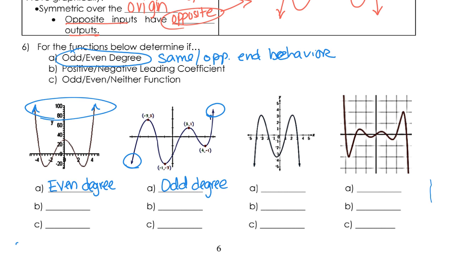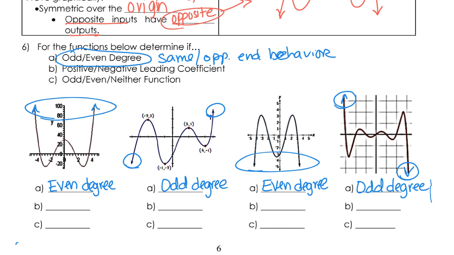Okay. In the third graph, we have our ends both going down, so they have the same end behavior, and same end behavior is an even degree. Okay. And in part A here of the last graph, one end is going up and one end is going down, and therefore that's opposite end behavior, and that would be an odd degree.